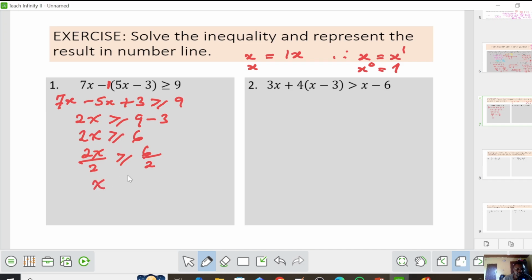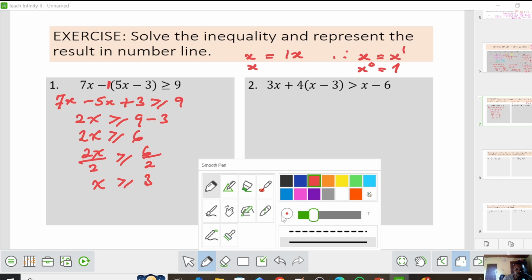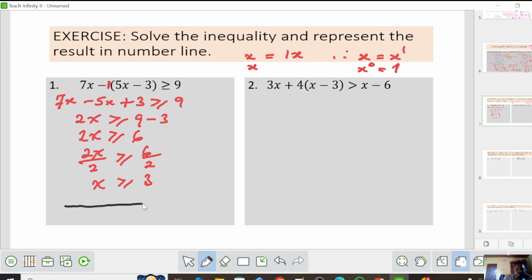So this is x is greater than or equal to 3. With this, I can represent it on a number line. How to draw my line. Draw your line. So indicate your 0. 0 is very important to show the region that is positive and the region that is negative. So you see that 3 is at the positive side. So I can put it here.